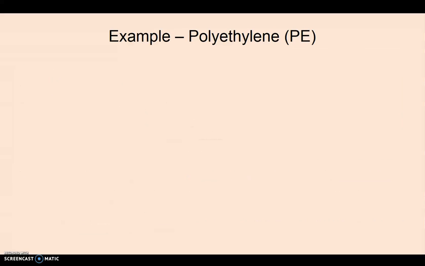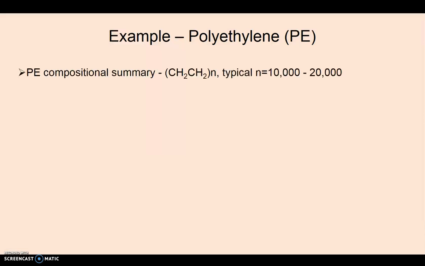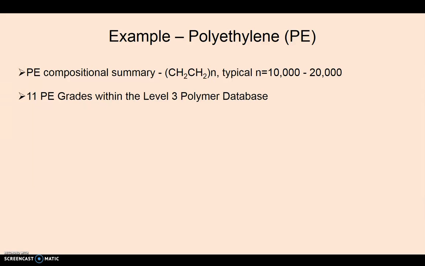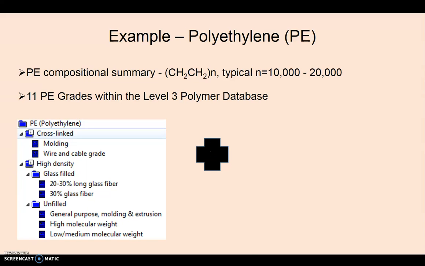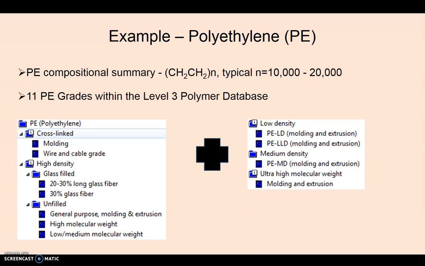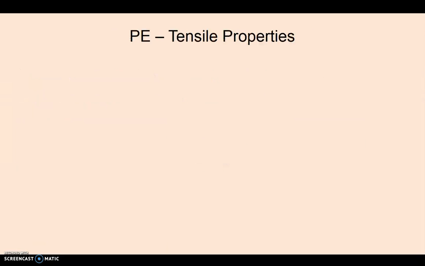I'm now going to run through a quick example of polyethylene. Polyethylene has the chemical structure as outlined below. We can see it's a hydrocarbon material with quite a high molecular weight. What I've done next is I've looked at the 11 PE grades which are outlined within the level 3 polymer database, and again, these are outlined below. They vary from general purpose molding and extrusion grades right up to wire and cable grades.